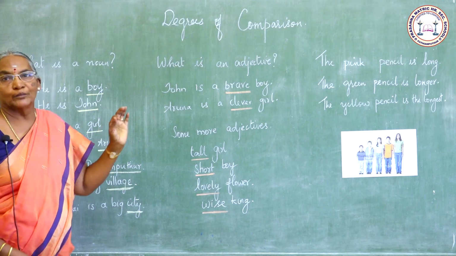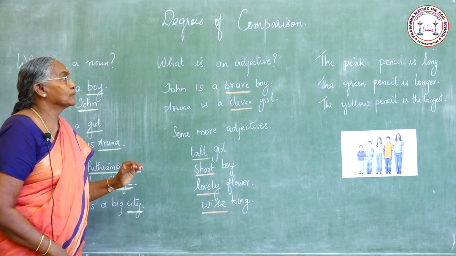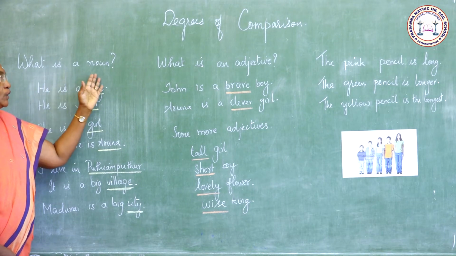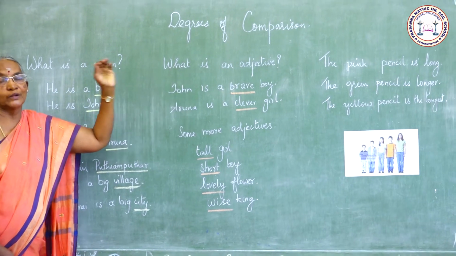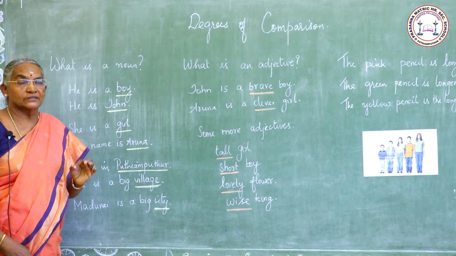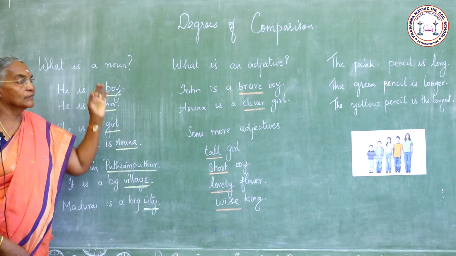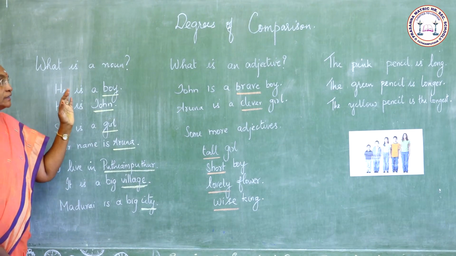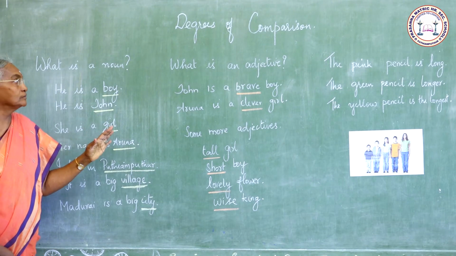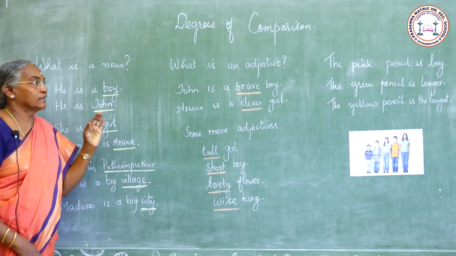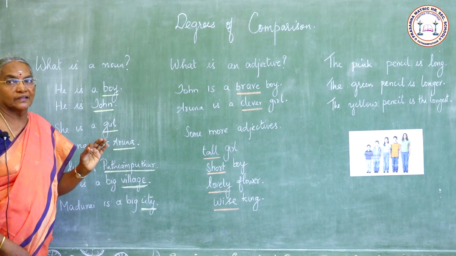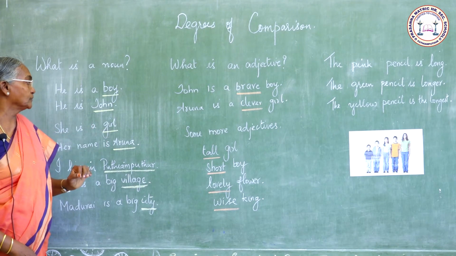Today we shall learn about degrees of comparison. You have already learnt about the noun and adjective in your lower classes. So can you say what is a noun? Noun is nothing but a naming word. Noun is the name of a place, name of a person, name of a thing and name of an animal.